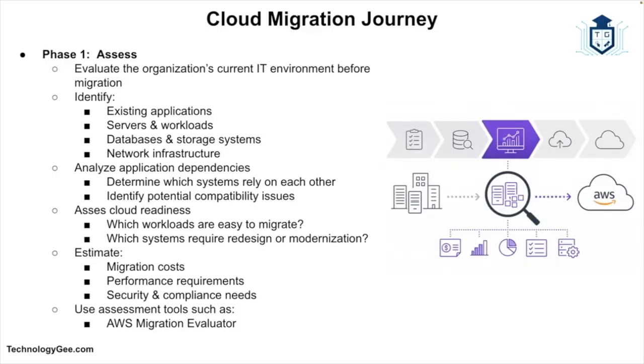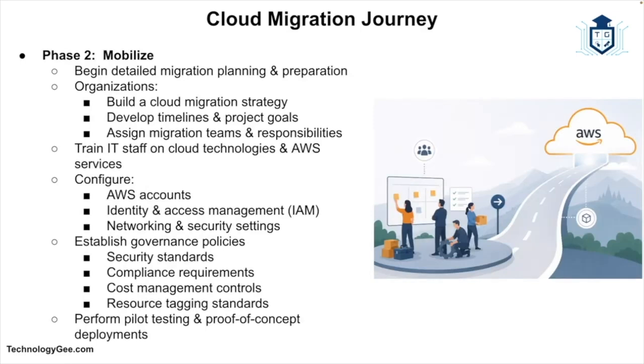And this includes identifying applications and workloads, evaluating dependencies, and determining readiness for the cloud. And tools like the AWS Migration Evaluator can help out with this. Phase two is when you begin to mobilize.